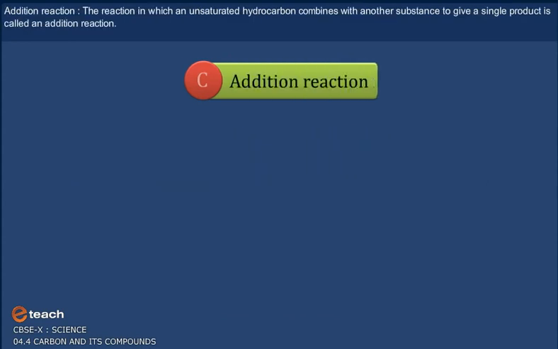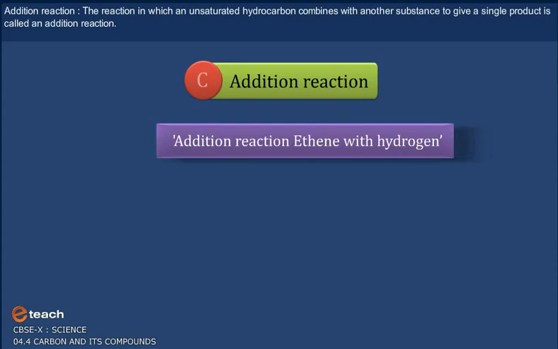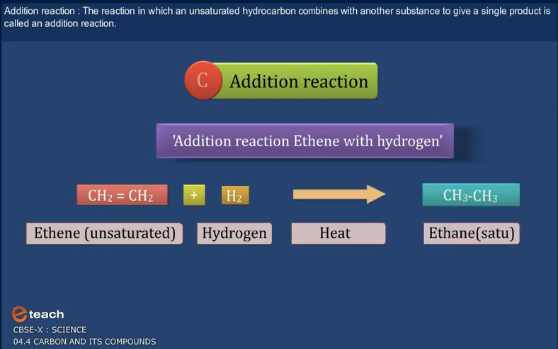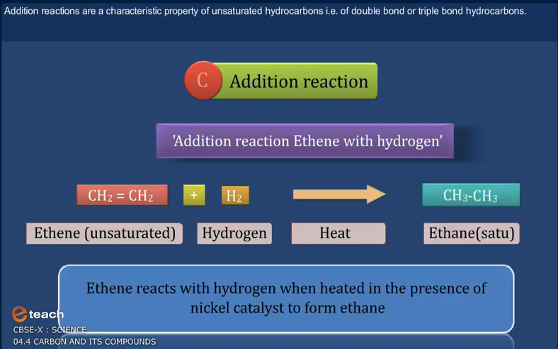Addition reaction. The reaction in which an unsaturated hydrocarbon combines with another substance to give a single product is called an addition reaction. Addition reactions are a characteristic property of unsaturated hydrocarbons, that is, of double bond or triple bond hydrocarbons.